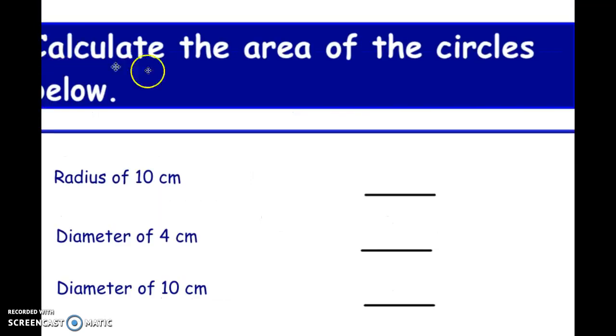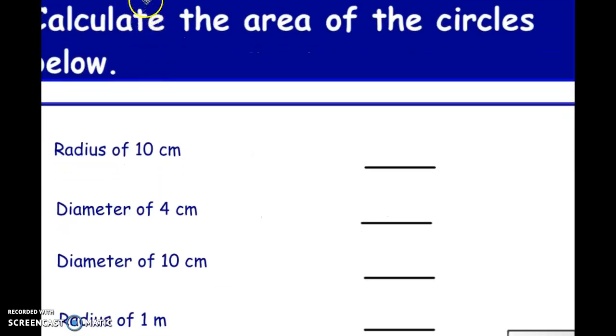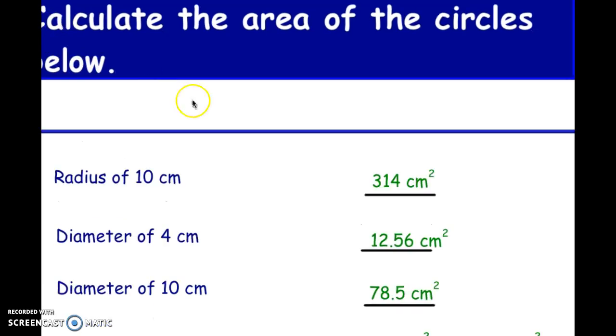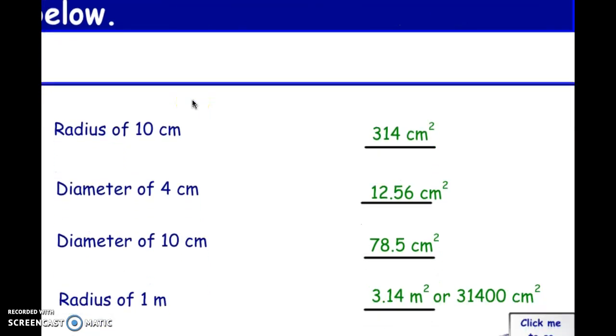Okay, we've done several practices, but here's some more if you want to practice area. If you want to practice area again, then you can do these on your own, pause it, and then I'll show you the answers on the next slide. Here are your answers.